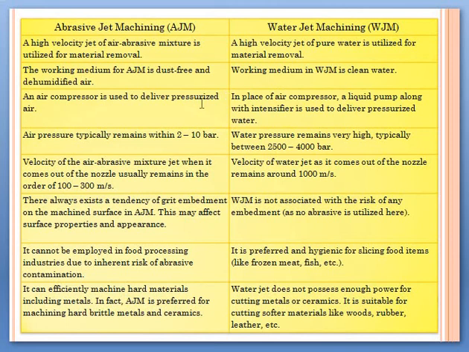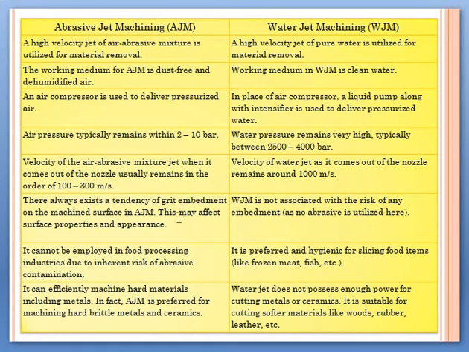Here we require an air compressor for delivering the air at high pressure. In place of an air compressor, in water jet machining we require a pump and intensifier in order to increase the pressure of the water. The pressure of the air is in a range of 2 to 10 bar in abrasive jet machining. The pressure of water is between 2500 to 4000 bar in water jet machining. The velocity of the abrasive jet is 100 to 300 meters per second, and in water jet machining it is around 900 to 1000 meters per second.